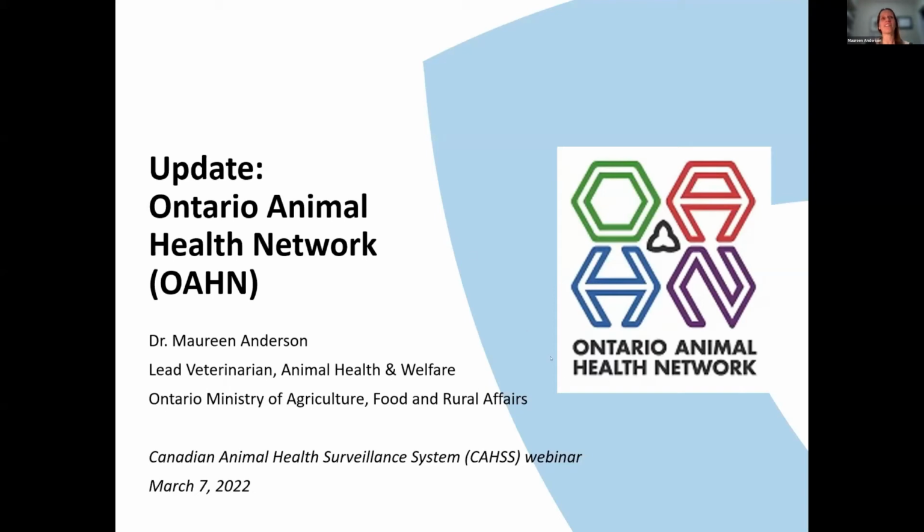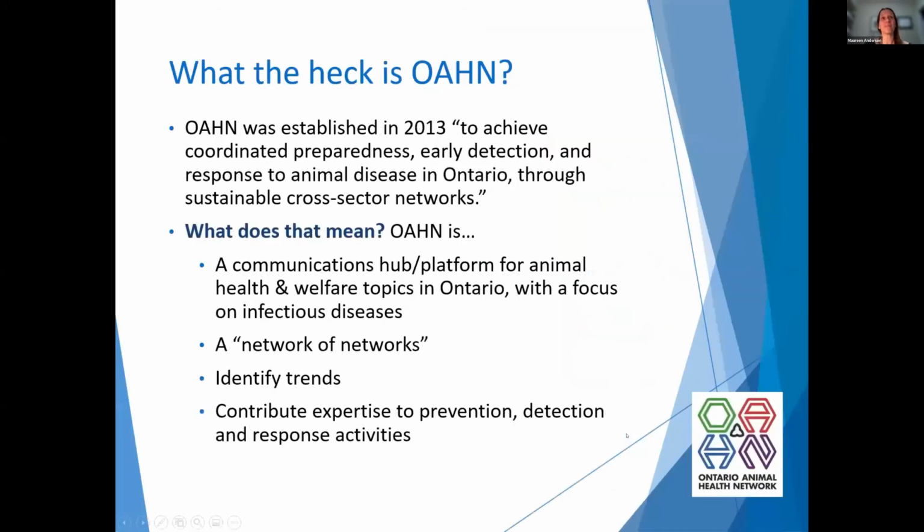We are, I believe, the oldest companion animal network in Canada of this kind, but OAHN is very similarly organized to CAHSS in that we are a network of networks. We started in 2013. Again, our goal, as Tasha showed, is surveillance: we're looking for trends, and then trying to communicate that back out to Ontario practitioners, be they companion animal in our case, or any of the other species networks.